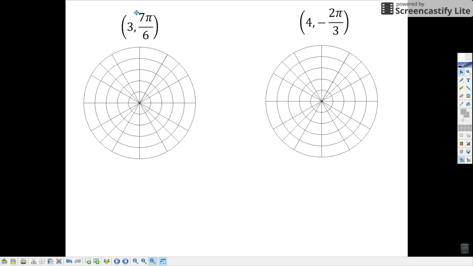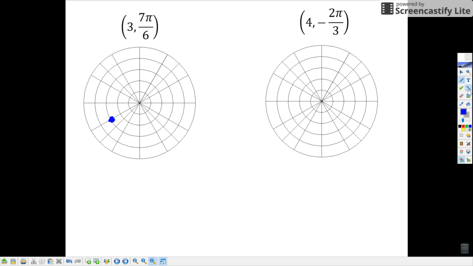So let's go to this one, (3, 7π/6). Once again, I find 7π/6 on essentially my unit circle, which would be right here in the third quadrant. So here is 7π/6. And then since it's a radius length of 3, I'm going to go along 3 units. So 1, 2, 3, and I draw a point. And there you have it. You have the coordinate (3, 7π/6).